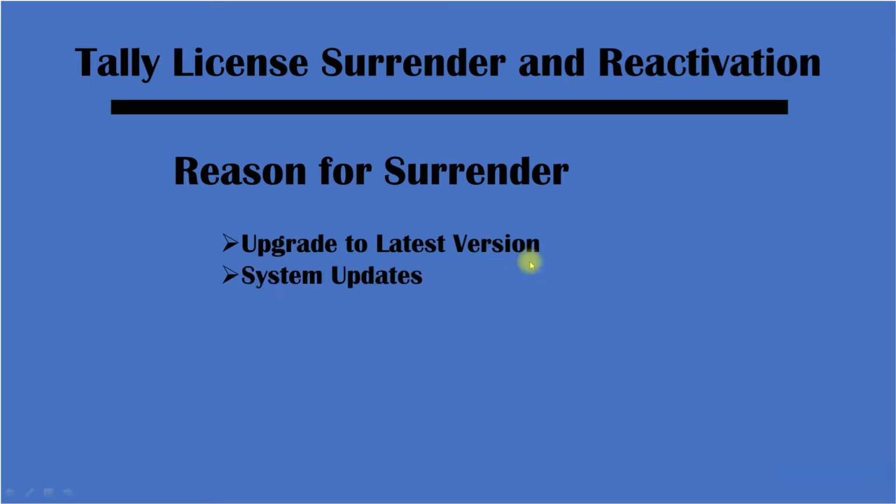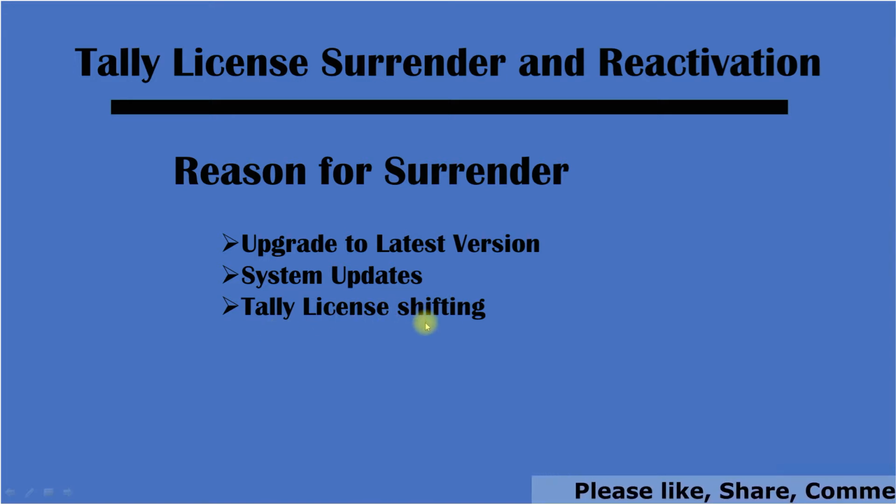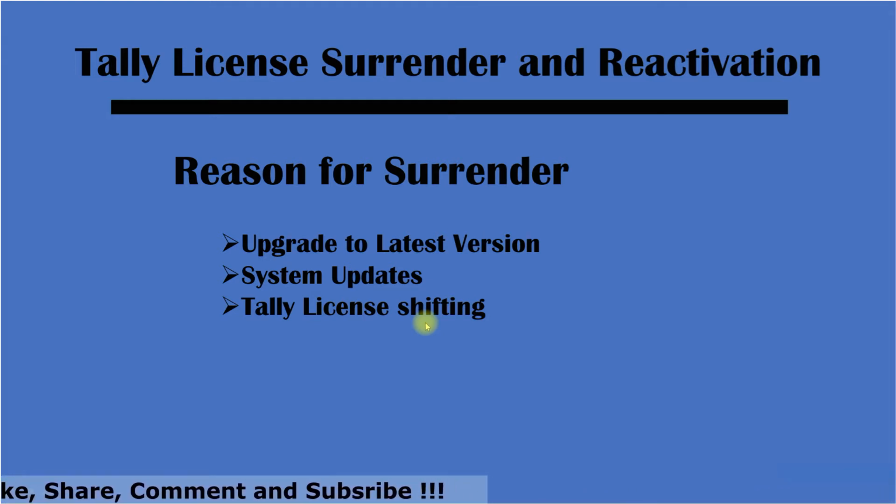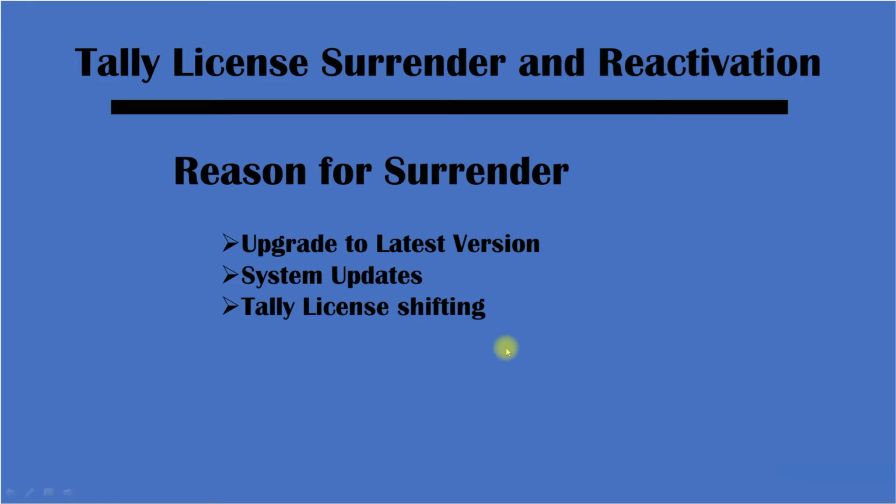System updates. If you are making any changes in your system, before that you need to surrender the license, then after completing the process you can reactivate the license. Last one is Tally license shifting. If you want to shift the license from one system to another system, in those cases first you need to surrender the license on the previous system, then you can easily activate the license on another system. So these are the major reasons for surrendering Tally license.